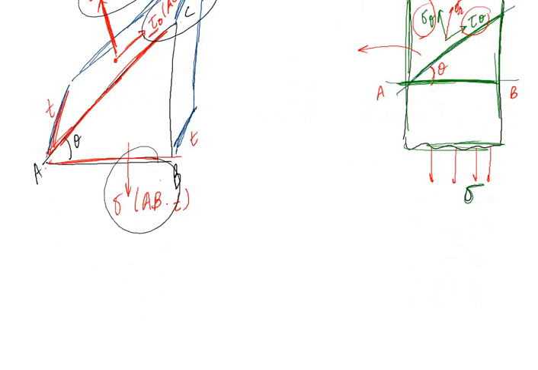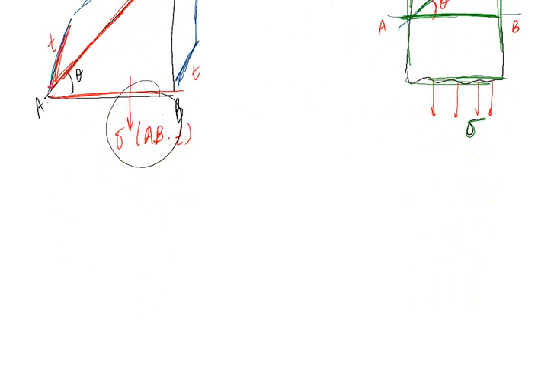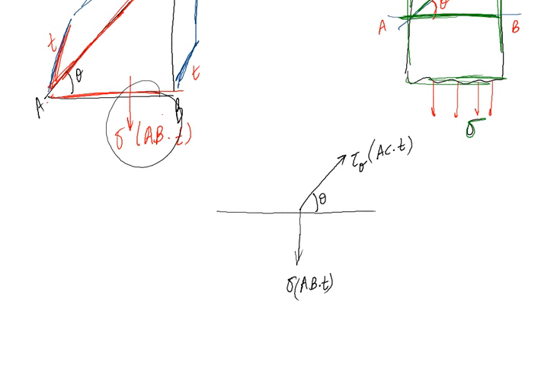Now if we draw these three forces, let us say this is the horizontal line. This is sigma AB into T. This is tau theta AC into T. This is angle theta, and you have a line which is perpendicular to tau theta, that is sigma theta.